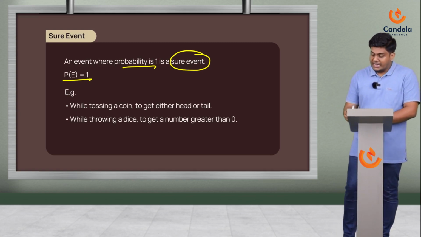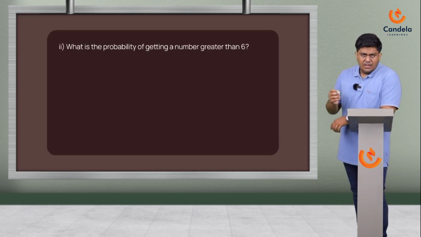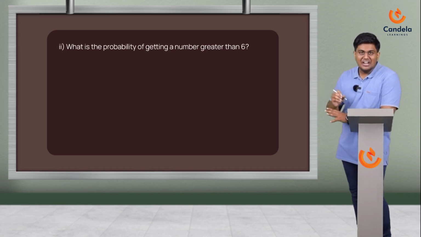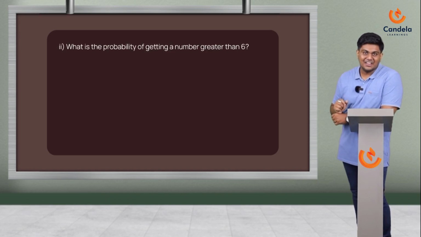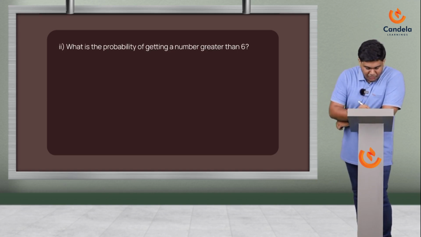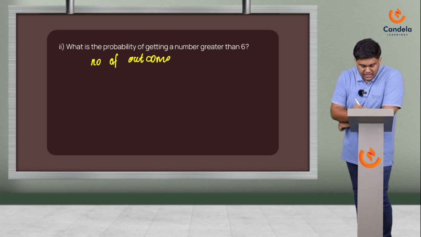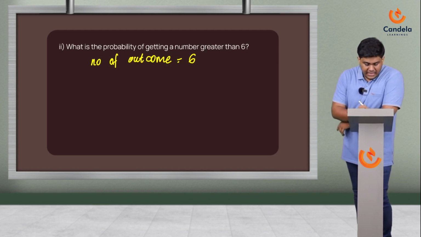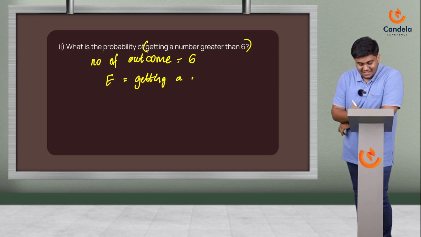Now, let's look at the next question. When you are throwing a die, what is the probability of getting a number greater than 6? Now, what are the number of outcomes while you are throwing a die? Let's do that first. There are 6 outcomes, right? 1 to 6. The event is getting a number greater than 6.